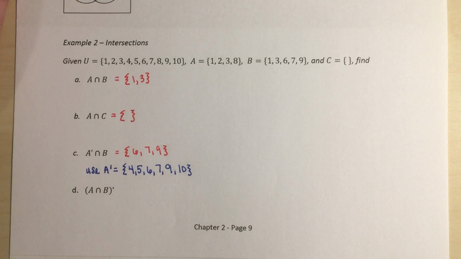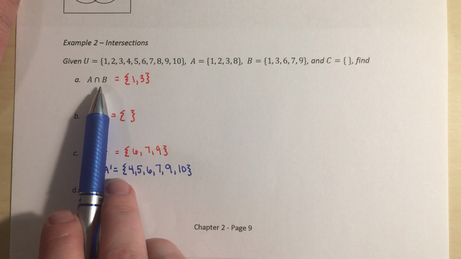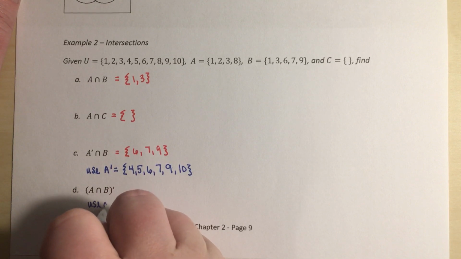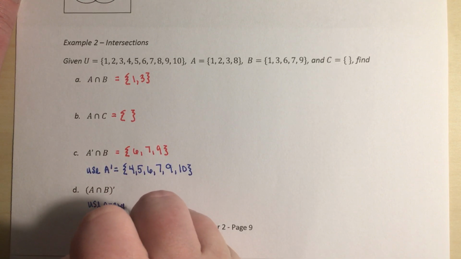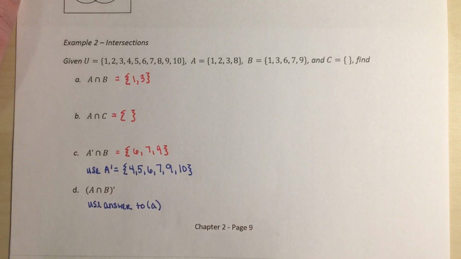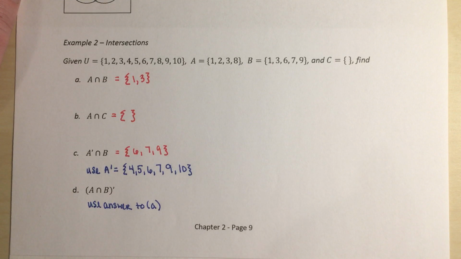Then for D, notice that we have something in parentheses. Just like when we're thinking about order of operations, we're going to think about what's in those parentheses first. Inside these parentheses, we have A intersect B. And remember that that was answer A, so in this case, we are going to use the answer to part A.